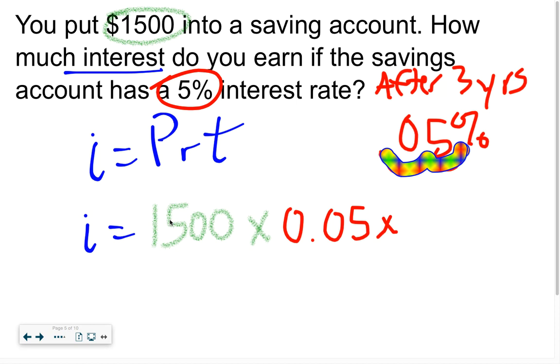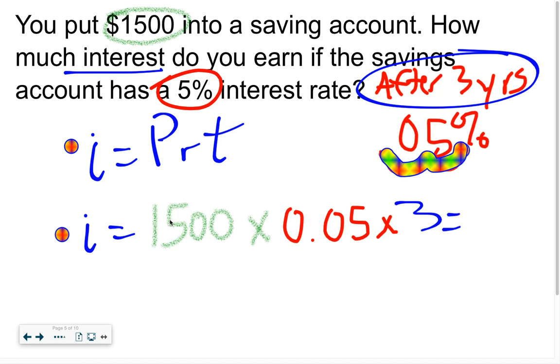Careful when you write that in. Careful when you type that into your calculator. Don't miss that. Don't forget that. And then here we go. 3 years. The time is in years, so you're set to go. Formula, work. Grab a calculator, type it on in, and you get the answer, $225.